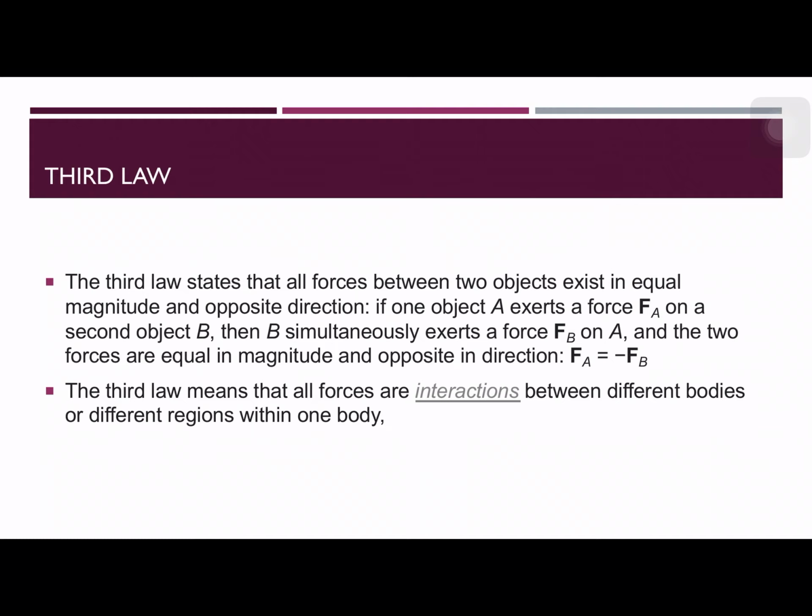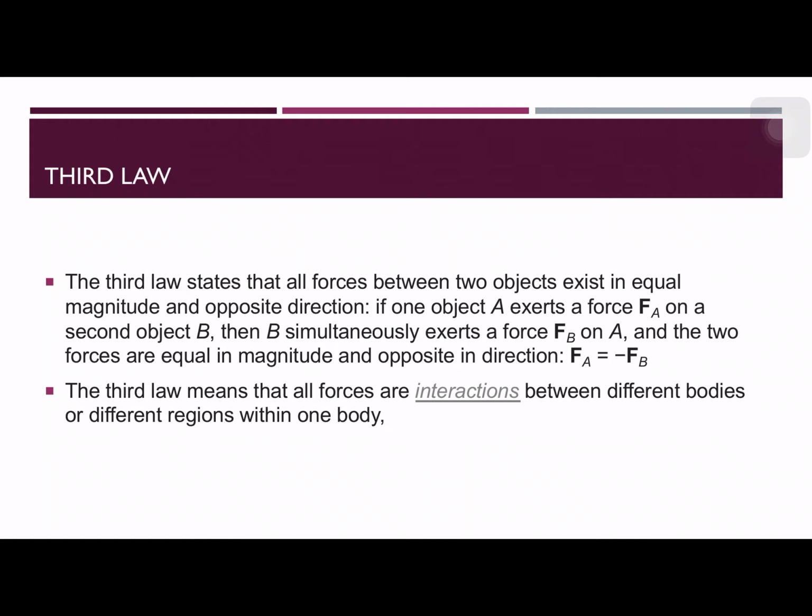The third law states that all forces between two objects exist in equal magnitude and opposite direction. If one object A exerts a force Fa on a second object B, then B simultaneously exerts a force Fb on A, and the two forces are equal in magnitude and opposite in direction. Fa equal to minus Fb.